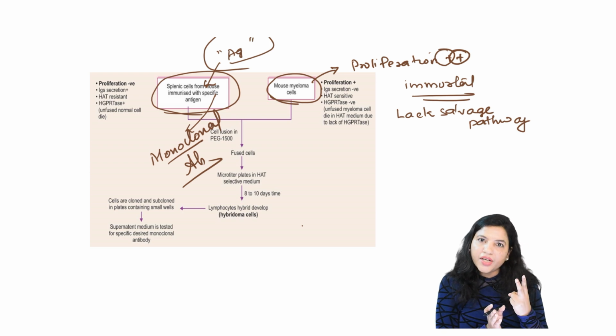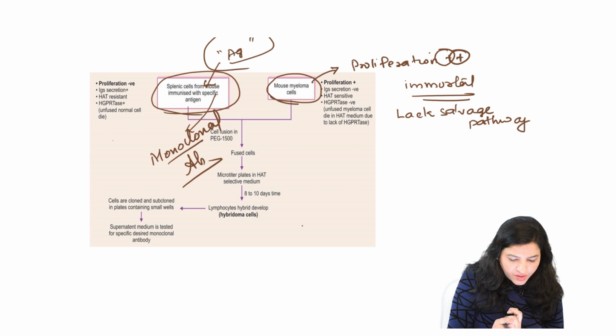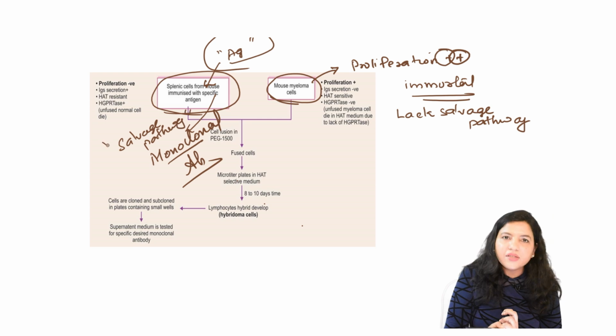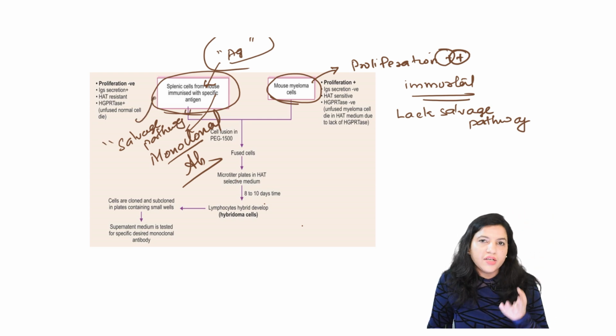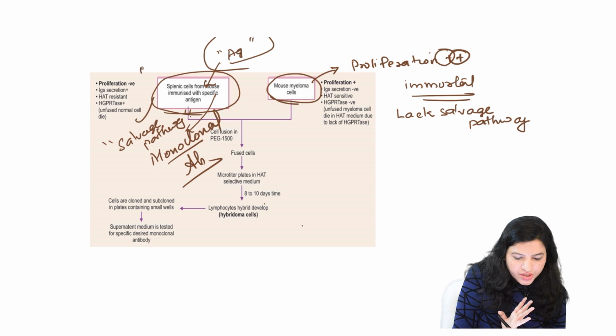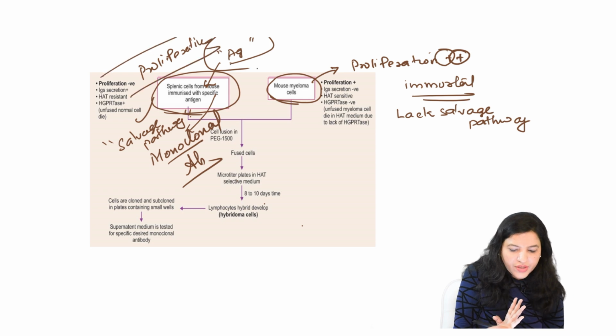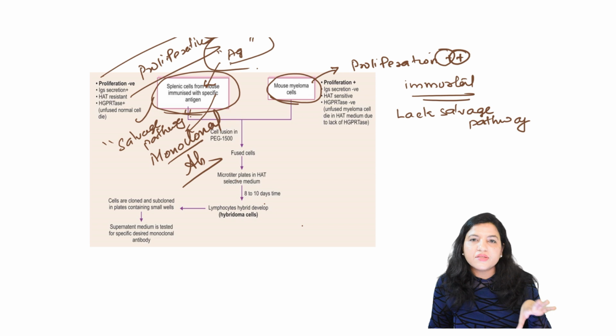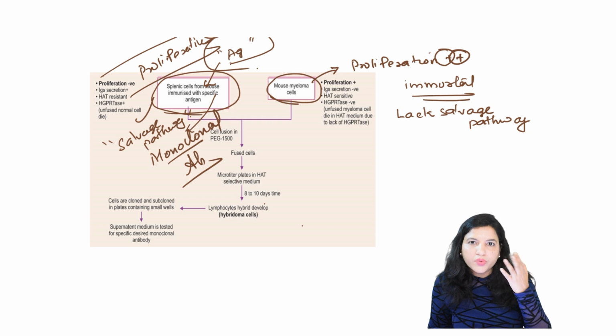What is the second peculiarity of this immunized splenic cell? The splenic cell has the salvage pathway. In the splenic cell, the salvage pathway is present. Then what is the next deficiency of the splenic cell? It is not an immortal cell. Proliferative capacity is not there. It's not immortal. After multiple cell divisions, it will die.